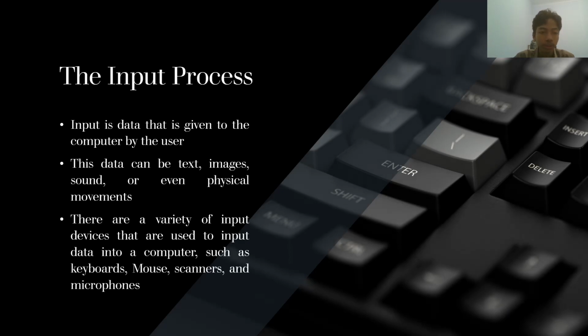The input process. Input is data that is given to the computer by the users. This data can be text, image, sound, or even physical movement. There are a variety of input devices used to input data into a computer, such as a keyboard, a mouse, scanner, and microphones. If you type on a keyboard, that means an input process. When you type on a keyboard or click with a mouse, you're providing input.